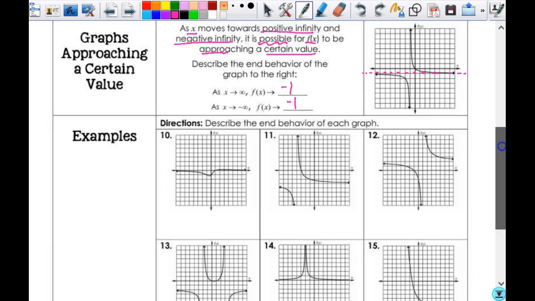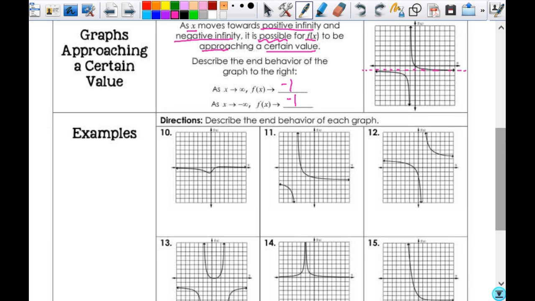All right, so let's look at 10. Say as x approaches infinity, f of x approaches, what do you think? 0. So as x is getting bigger and bigger and bigger, the y value is approaching 0 because that's a horizontal asymptote there. So then as x approaches negative infinity, f of x approaches what do you think?